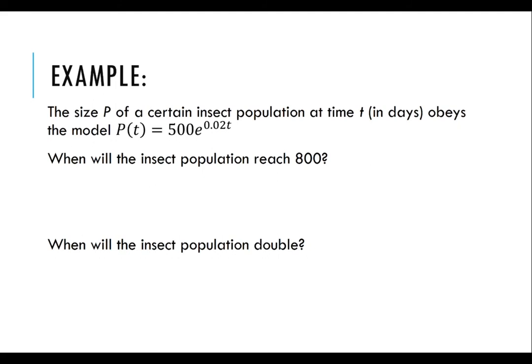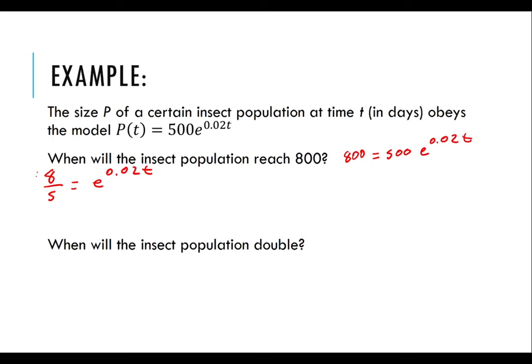Notice that this is the exact same equation, so now we just want to know when the insect population will reach 800. If we know that the output population is 800, that's going to be an equation. 800 is equal to 500 times e to the 0.02 times t. Well, first step, I would divide both sides by 500.